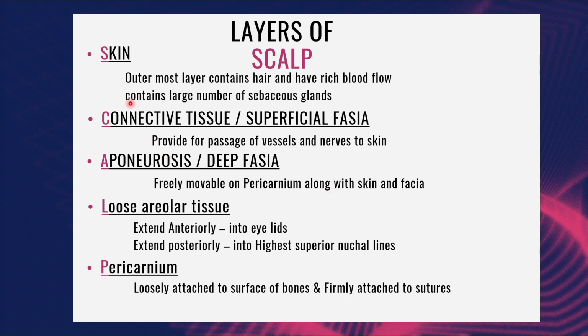These first 3 layers, skin, connective tissue and aponeurosis, are collectively called the surgical layers of scalp. Coming to the fourth layer, it is the loose areolar tissue which extends anteriorly into the eyelids and posteriorly to the highest superior nuchal lines. Our skull has nuchal lines. In that highest superior nuchal line, the loose areolar tissue extends posteriorly. Coming to the fifth layer called pericranium, this layer attaches to the surface of bones loosely and firmly attaches to the sutures present in the scalp. This is all about the layers of scalp.